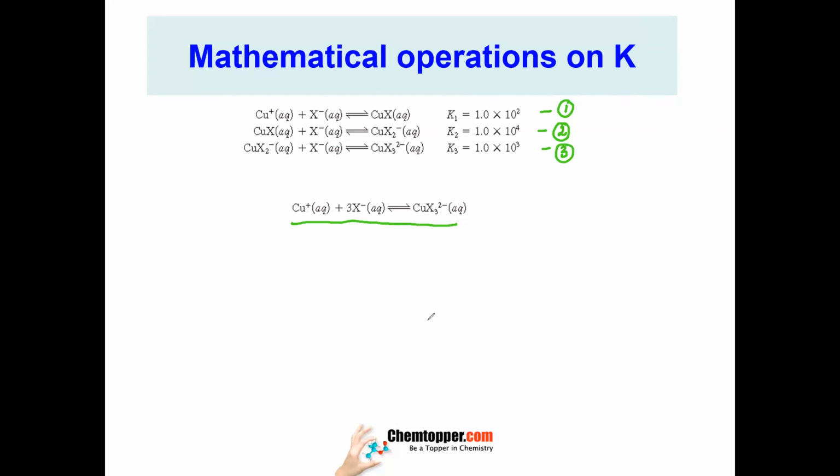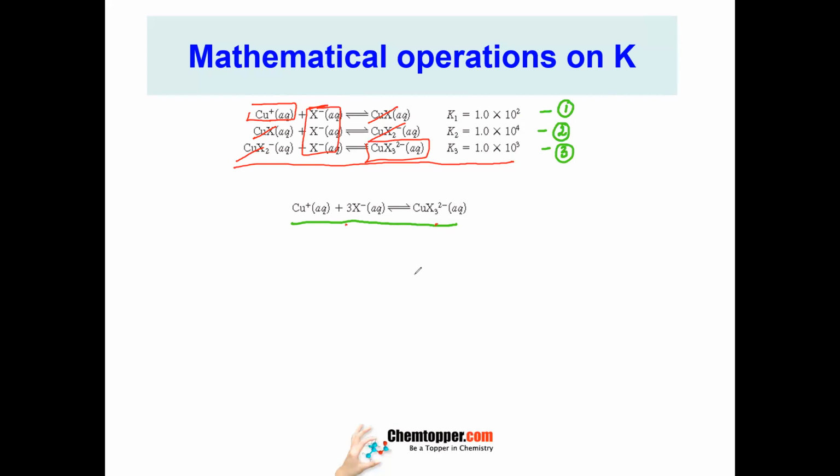How can I get the reaction? If I add them, am I getting the reaction? Add them. What all is cancelled out? CuX, CuX, CuX2 minus, CuX2 minus. They are cancelled, right? Am I left with this equation? See, 1 Cu plus and 3X minus on the reactant side and CuX3 2 minus on the product side.